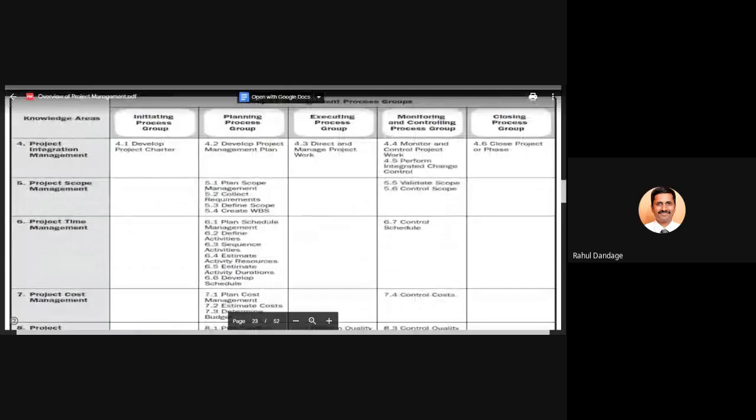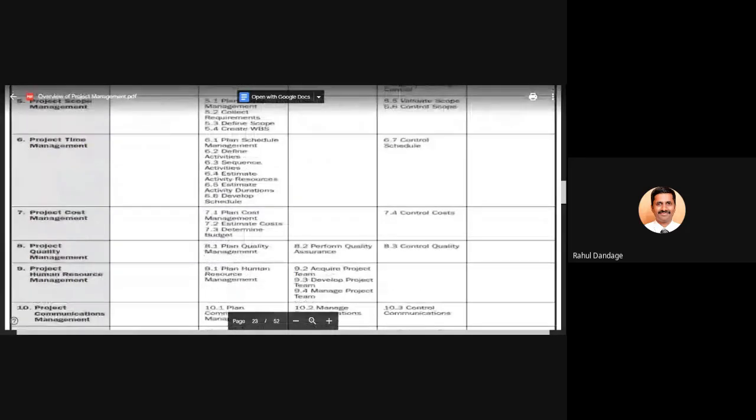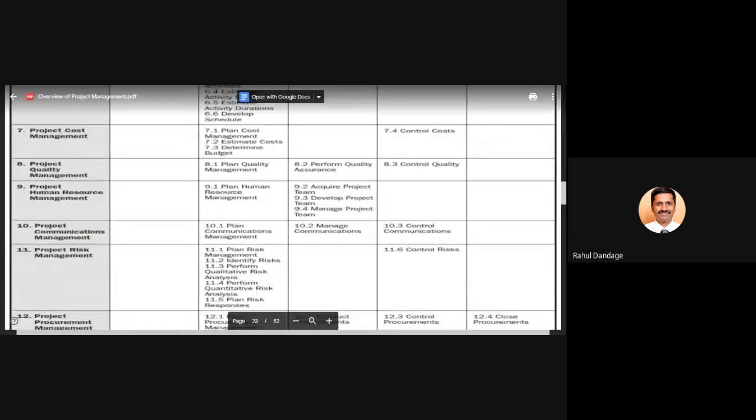Some people had doubts in their minds about why this project management subject is given to MMS students, what is the objective, and what is our role as MMS students in project management. If you are a human resource management student, then the activities you are going to perform are: plan human resource management, acquiring the project team, developing the project team, and managing the project team. So here human resource management will come into the picture.